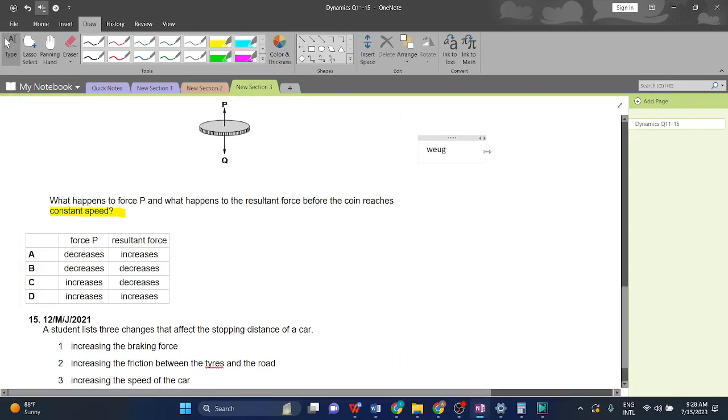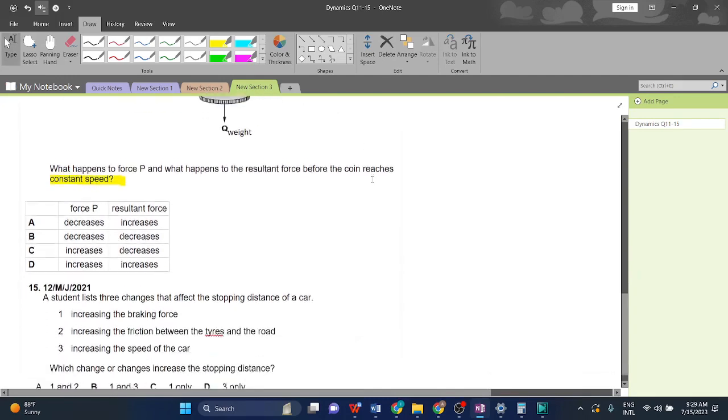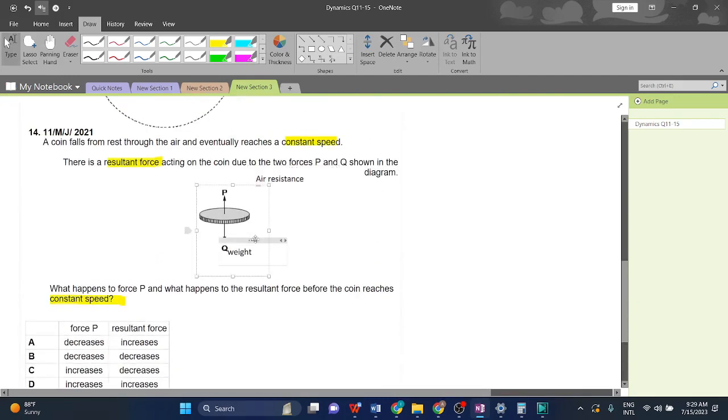Q is weight and P is air resistance. There you go. P is air resistance.